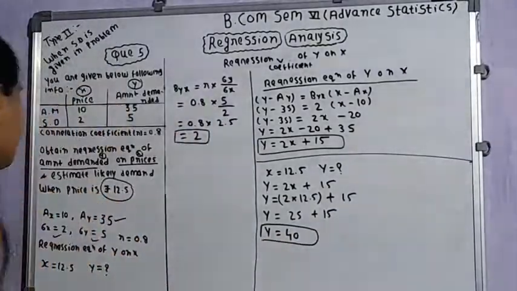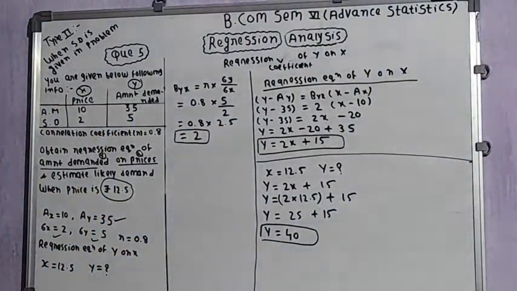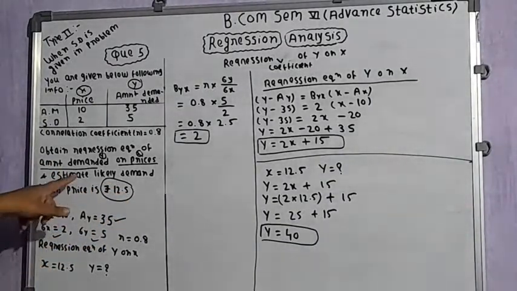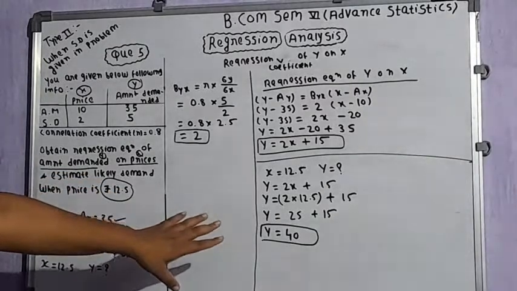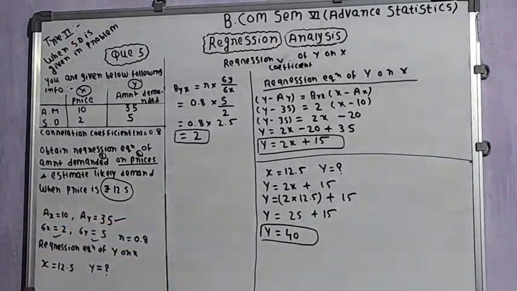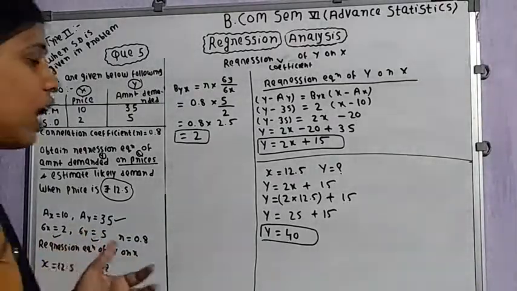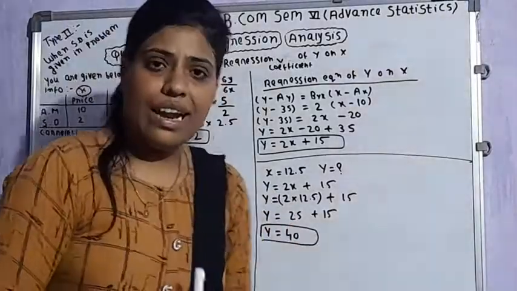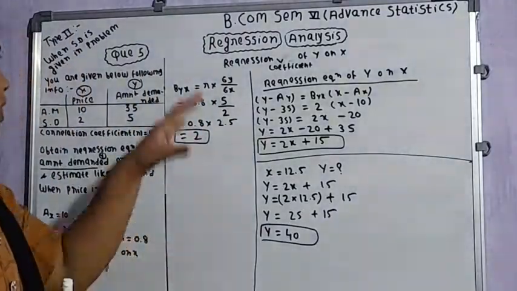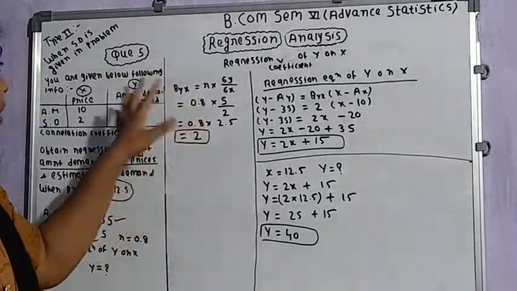Here we can conclude that when the price of the commodity is 12.5 rupees, the likely demand for the commodity will be 40 kgs. Okay. So this way we are done with this question. We have seen how to interpret a word problem when it is given in the question. After that we have seen how to derive a conclusion and how to conclude a problem. So this way we are done with this question.